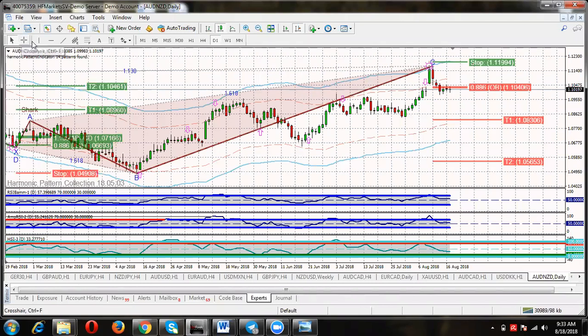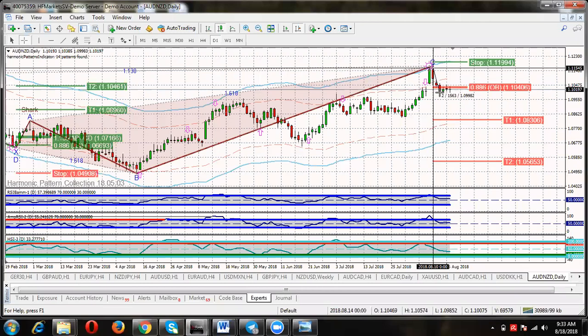Already, it has gone some number of pips from that confirmed point. About 156 pips, I'm saying, on the daily? I think so. About 147 pips.